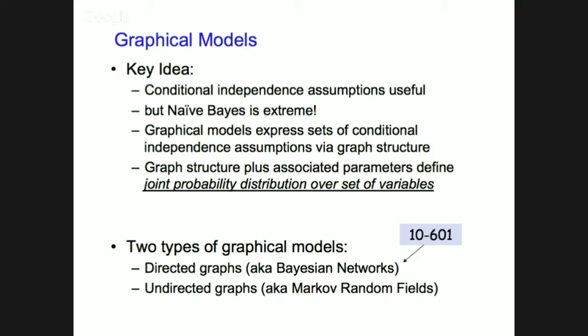And the two major types of graphical models would be directed graphs, that's also known as Bayesian network or BayesNet for short. And so 10601 would be covering BayesNet. And then there's also undirected graphs like hidden Markov models, Markov random fields, and those would be covered in other classes. But let's just focus on BayesNet for the time being.